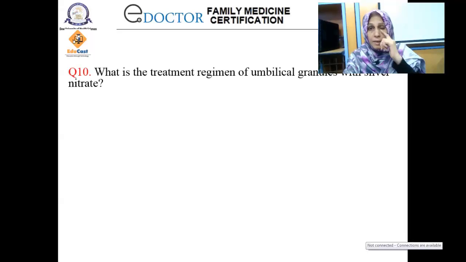Treatment for umbilical granuloma with silver nitrate. Usually 2 to 3 applications may help, sometimes even just 1. The important thing to remember here is that silver nitrate can cause burns, so when it is applied, one has to be careful that only the granuloma is the one where the silver nitrate granules are placed and the surrounding skin is protected, so that they do not cause burns.